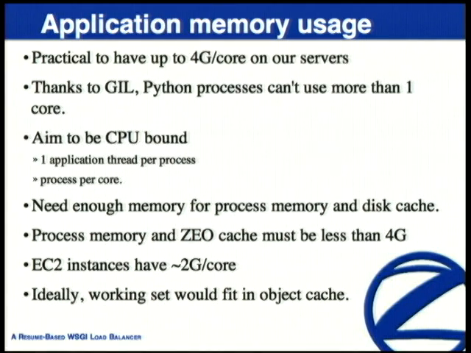Because Python processes can't use more than one processor for the most part, we only have one application thread per process. And in an ideal world, for the kinds of applications we write, we want to be CPU bound because we don't really want to be slowed down talking to the database. So anyway, this leads us to having a process per core and about 4 gigs per process.